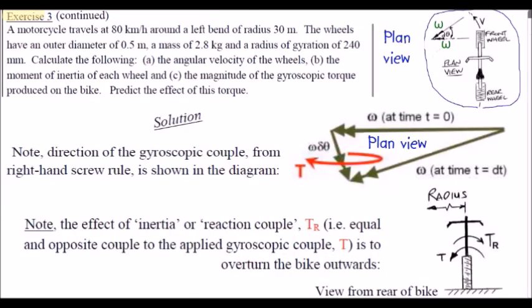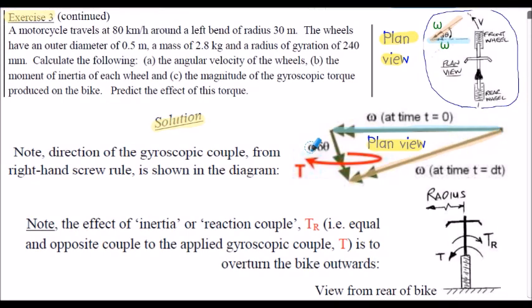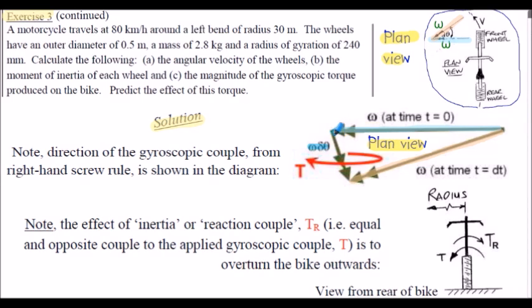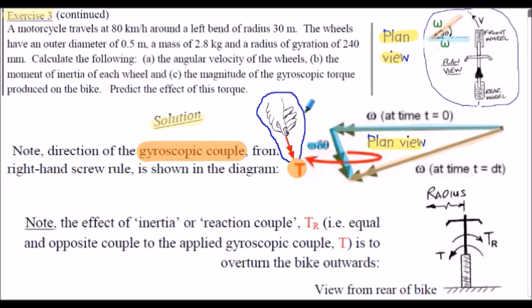So exercise 3, the solution continued here. Here's our plan view of the motorbike. And here's the plan view of the vector diagram. Here's the first angular velocity vector shown here on a vector diagram. Here's the second angular velocity vector shown here on the diagram. So that means the change in angular velocity has this sense. So here's the direction of the applied gyroscopic couple, T here, on the right hand screw rule. The right hand screw rule for gyroscopic couple T.